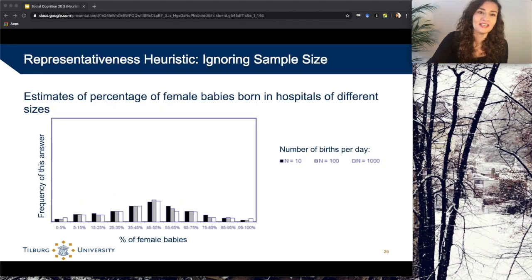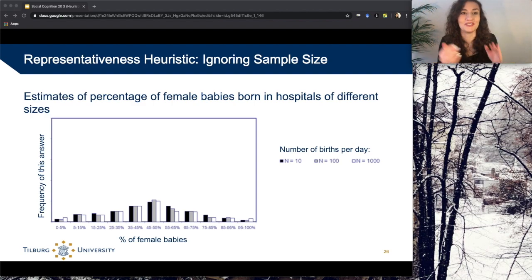Okay, here's another example of representativeness heuristics. Not only are base rates often ignored, which we could also call a base rate fallacy, by the way, but also sample sizes. And ignoring sample sizes is something we can file under the idea of representativeness.